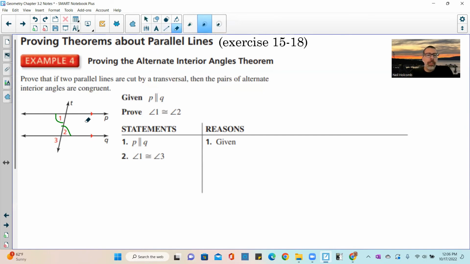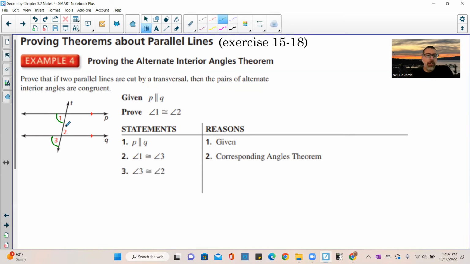So let me get these out of here. I only like to label my diagram as I'm proving them to be true. So I'm going to say angle 1 is congruent to angle 3. And when I look at that, I'm like, okay, the reason for that is that they correspond. Corresponding angles are congruent. So that's going to be my reason. Corresponding angles theorem. The next thing I want to say is angle 3 is congruent to angle 2.